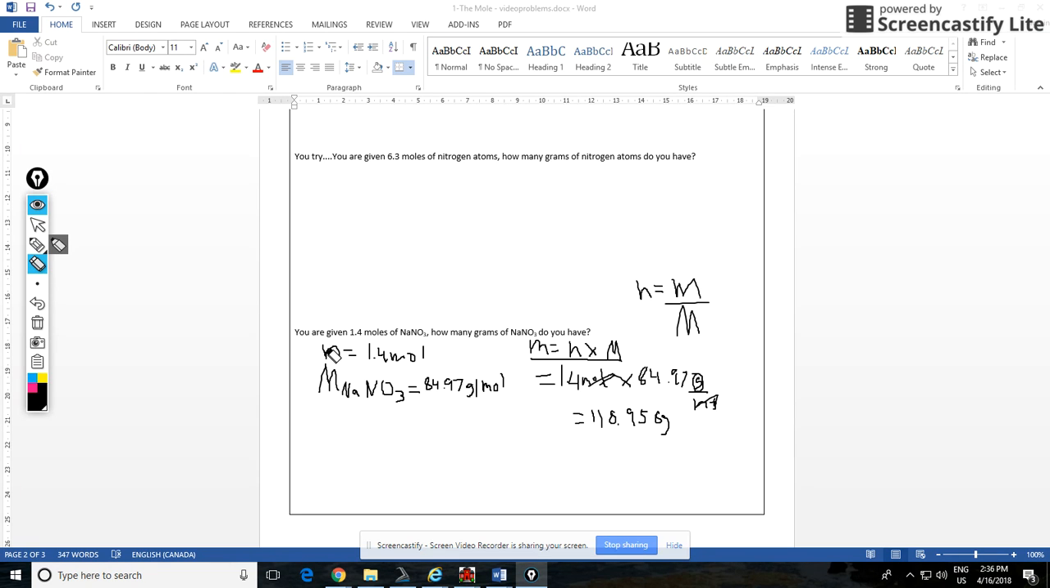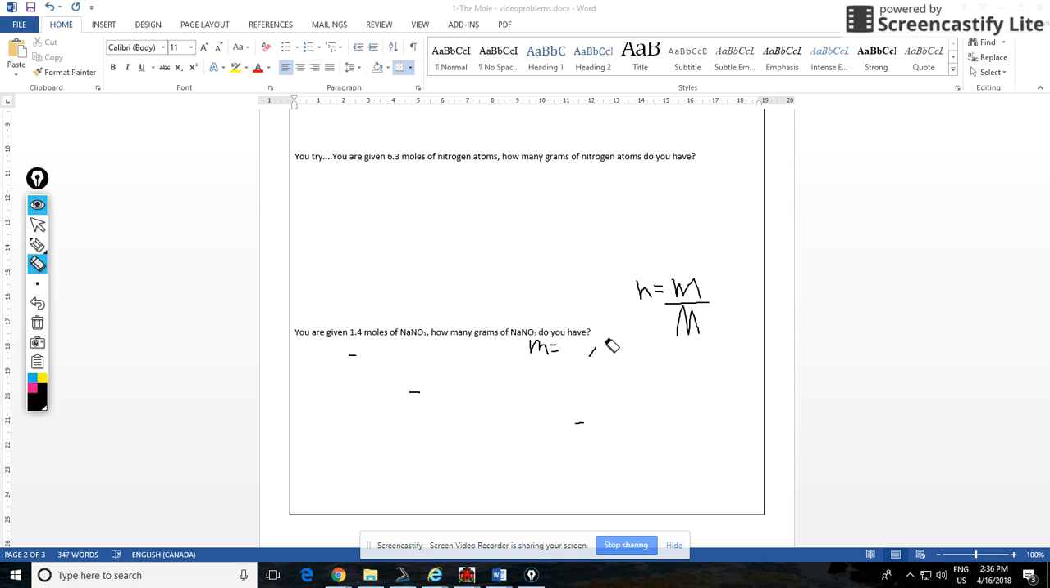In this video, we're going to do a different type of problem that still deals with the mole, but rather than convert from mole to mass, we're going to convert from mole to number of particles, or number of molecules, or number of atoms, or number of ions, and vice versa. We'll convert from number of particles to number of moles.